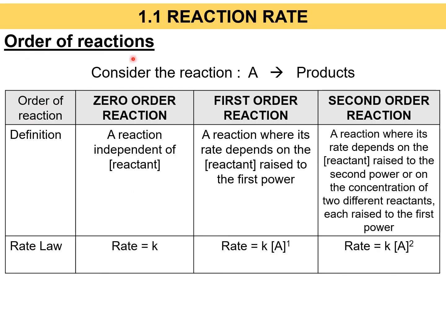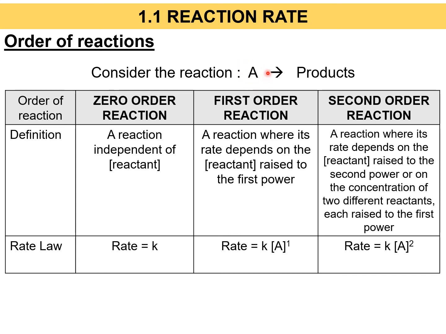Okay, actually in matriculation, you will only learn deeply about zero order reaction, first order reaction and second order reaction. Okay. Alright, just now as Miss did the example, consider you have a chemical reaction where you only have one reactant, which is reactant A.